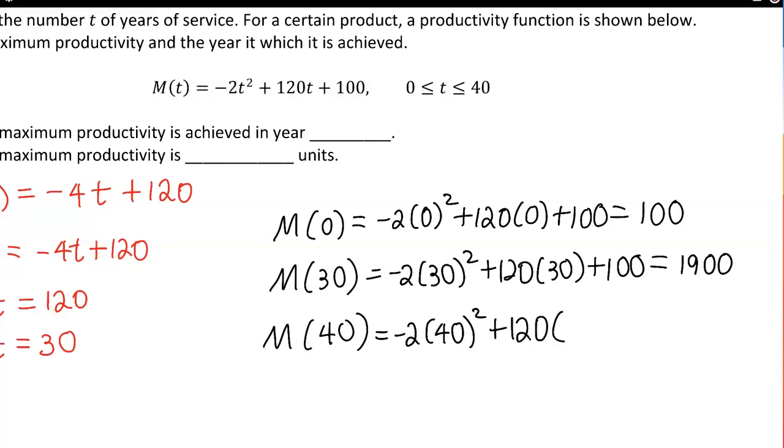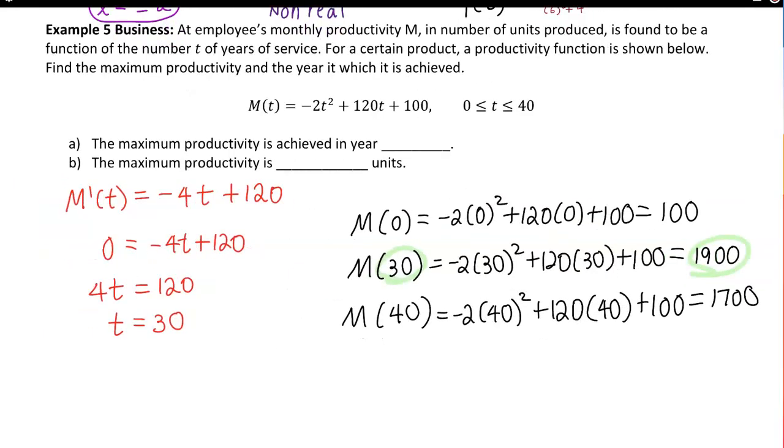Now let's see what will happen to Vivian at year 40. I think it's going to be lower than that. Let me change the 30 to 40 on my scientific calculator. And the number is 1700. I think that's still very good. But what are we interested in? We're looking for the maximum. This is the maximum.